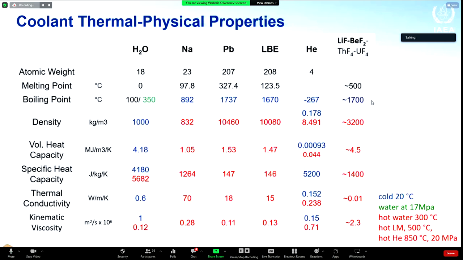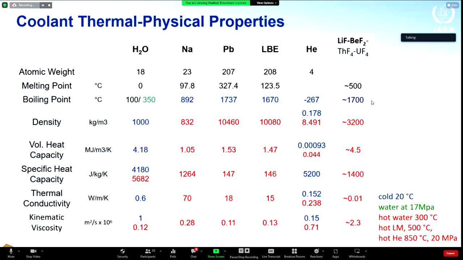As for density compared to water, sodium has slightly less density than water. However, lead and lead bismuth are 10 times denser and heavier than water. Helium is also lighter than water, and essentially very, very light, but under high pressure, when we go to 20 megapascal for helium, it can reach about 8 kilograms per cubic meter, which is okay. And molten salts are very dense, which means you need a lot of power for pumping in this reactor.